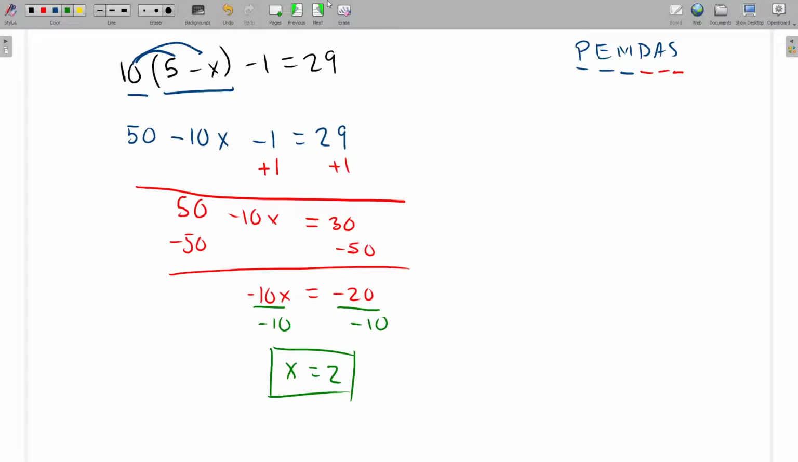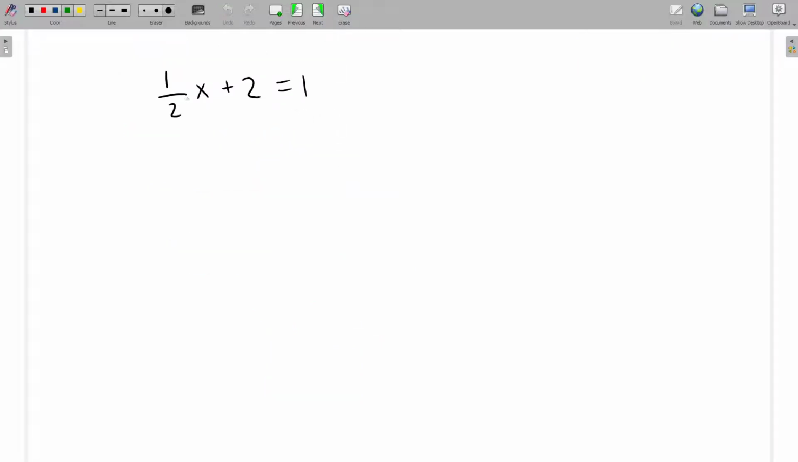We have one more example to look at, and in this case we have the dreaded fraction. The dreaded fraction is actually not going to be too difficult to deal with, and you'll see that when we get to that step. So don't let this 1/2 scare you. We're going to start this just like we have in the previous problems.